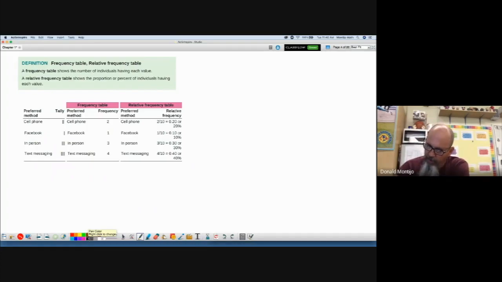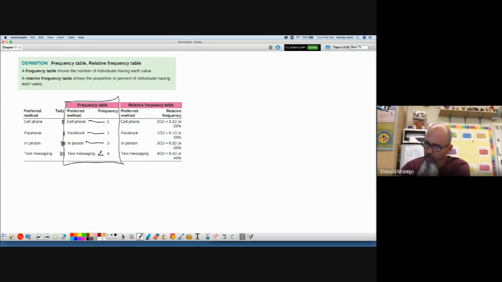And these are tally marks over here on the far left. 2 people said cell phone. I asked the next person, they said, oh, in person. The next person, oh, they said Facebook. And the next person said, oh, I like text messaging. And then we just recorded all of these. So you can see here in the frequency table, 2 chose cell phone, 1 chose Facebook, 3 chose in person, and 4 chose text messaging. All right, so a frequency table simply shows us the number of individuals that take each value.